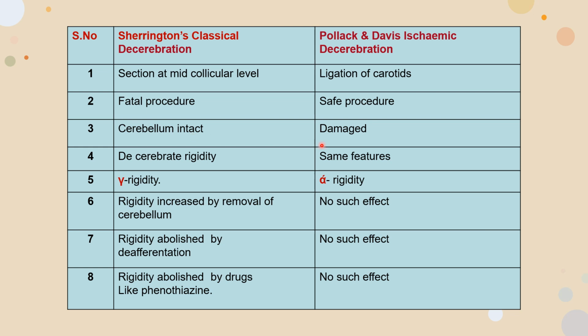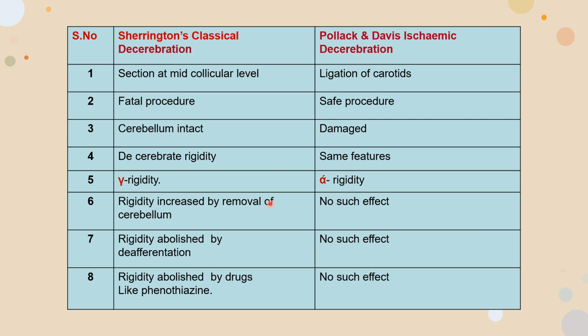Here the cerebellum is intact and here it is damaged, and this is decerebrate rigidity. The same features will be present in both, but this rigidity is gamma rigidity and this is alpha rigidity. So why gamma here and why alpha here? If you are interested, go check the textbook. In Guyton and any standard book, we have this gamma rigidity and alpha rigidity.